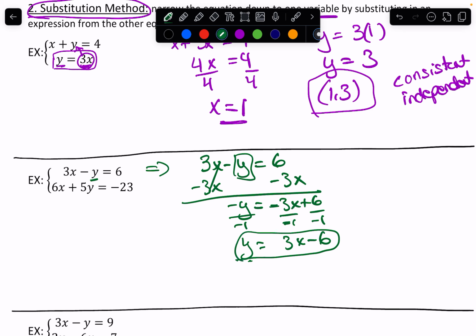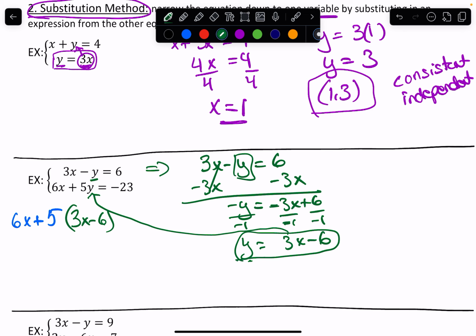Now we have the y, so we're going to plug this in where we have the y right here. So 6x plus 5 times, and instead of the y, we're going to write the 3x minus 6 inside parentheses, and this is going to equal negative 23. So now we're going to solve for x. We're distributing first. 6x plus 15x minus 30 equals negative 23.